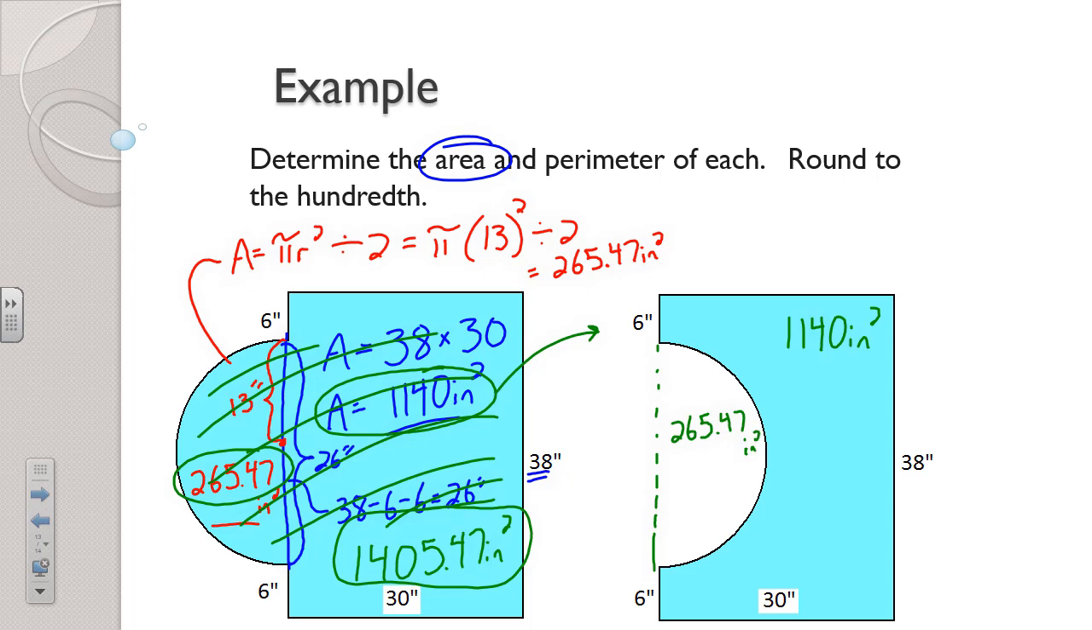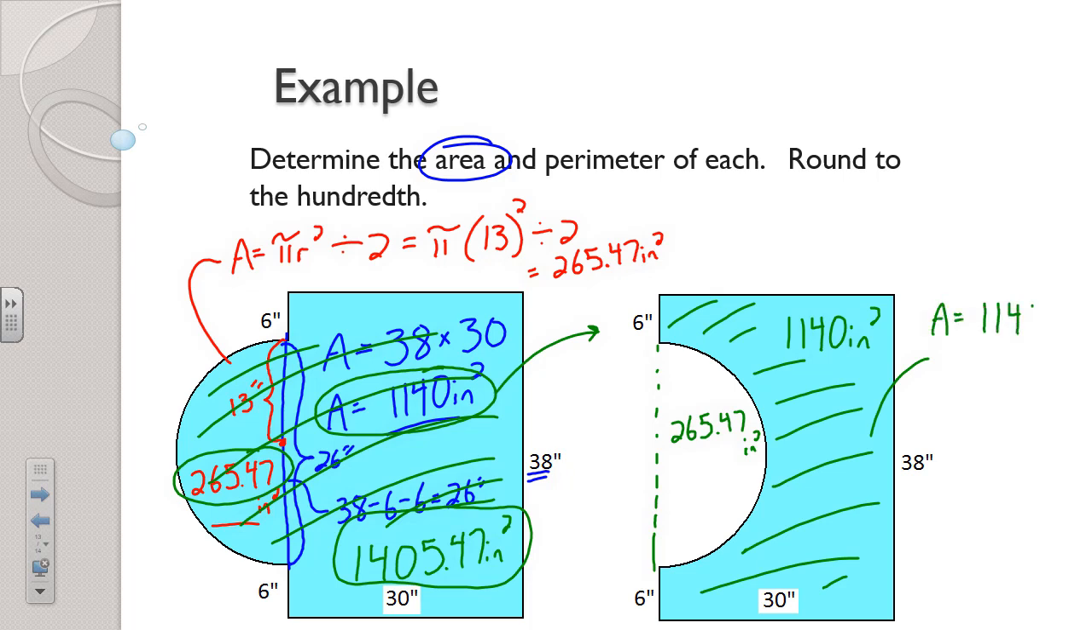So then the area that's left, we won't be adding on that semicircle, we're going to be subtracting it off. And so our area here will be 1140 minus 265.47 is 874.53 square inches. That is the area of this one on the right. So very, very little work to do once we found the area.